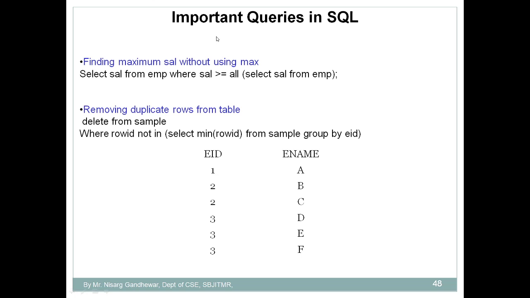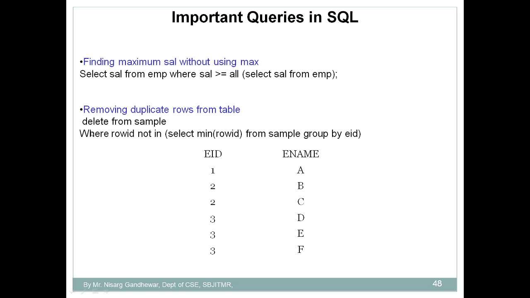But in case of the second group, we have these two rows, so out of these two it will return the row ID of the particular row whose row ID is minimum. Similarly, in the third group we have three rows. Out of these three rows it will return the row ID of the row which has the minimum value. So first of all the inner query will be executed: select the minimum of row ID from sample group by EID, so it will return the row IDs.